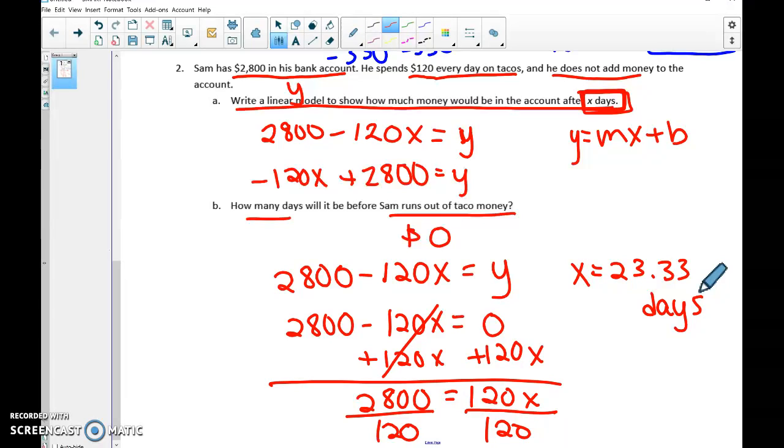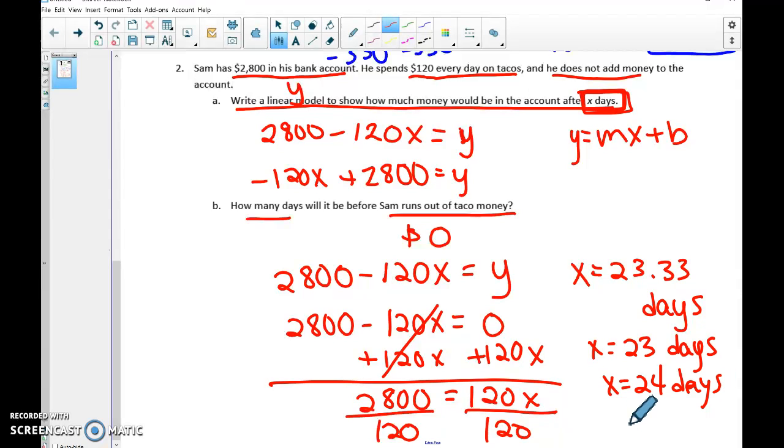So Sam can't really spend the full $120 on that 0.33 days. So I'm going to round down to 23 days. However, we did accept 24 days and we did accept 23.33 days for multiple reasons. He could have said that 24 days shows that he could have bought some tacos, but not maybe the whole $120. 23 days is the last time he could actually buy all of them, and 23.33 is obviously the most exact. So any of those work.